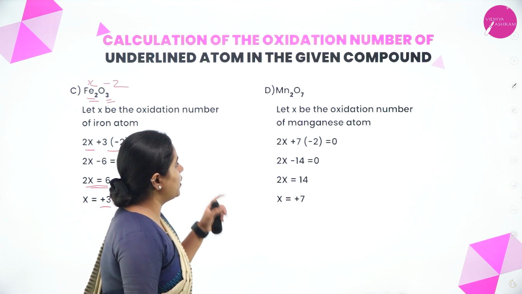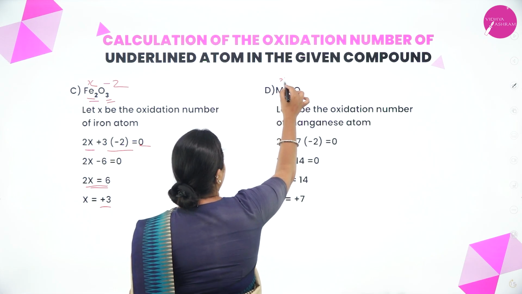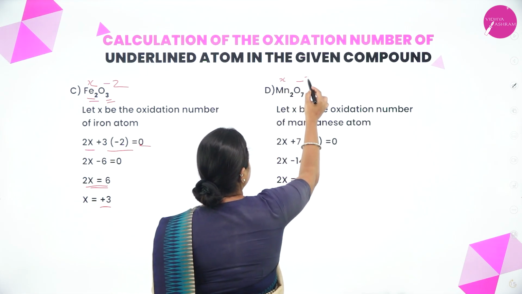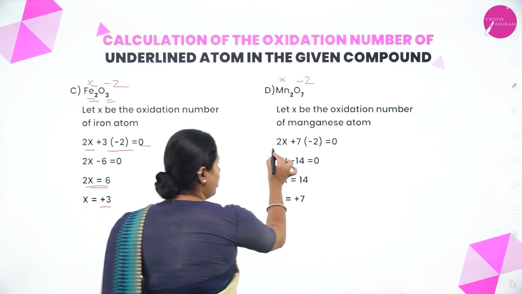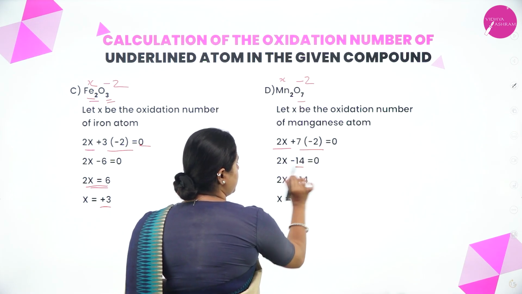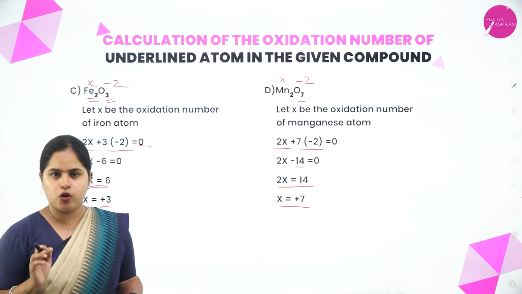Now moving on to this one, Mn2O7. Here also, I don't know the oxidation number, so we keep it as X. For oxygen, it is minus 2. So how many atoms of manganese are there? There are 2. So 2x plus 7 into minus 2, right? So 7 into minus 2 is minus 14. 2x will be equal to 14. X is equal to plus 7. So I hope it is clear.